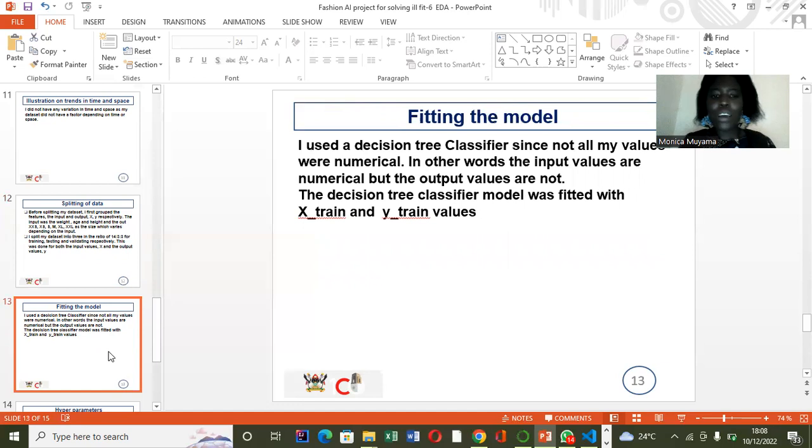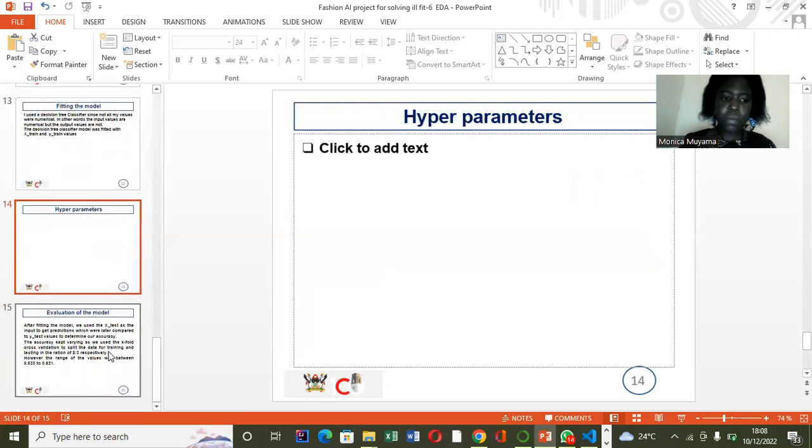Fitting my model, I used the decision tree classifier since not all my values are numerical. In other words, the input values are numerical, but the output values are not. The decision tree classifier was fitted with X train and Y train values.